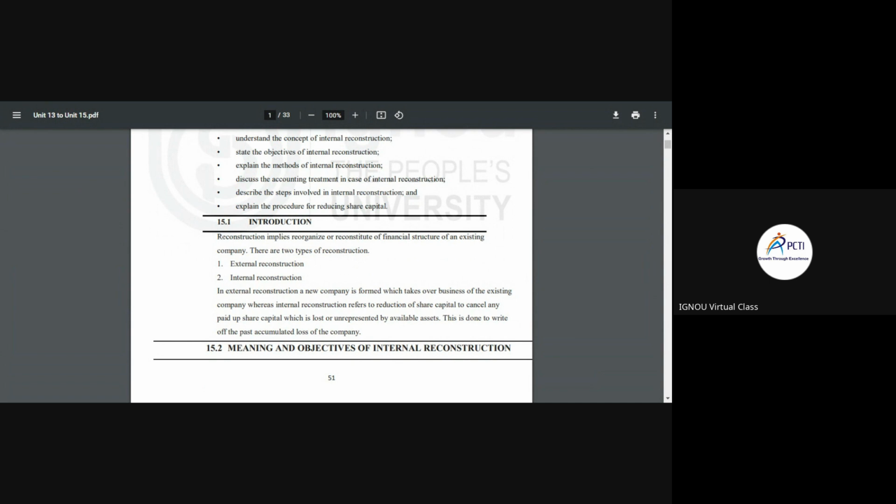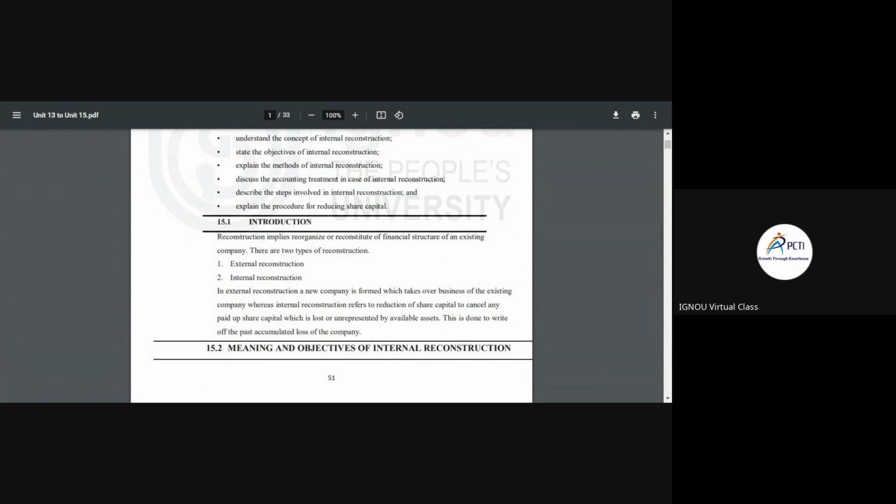External reconstruction means that a new company is formed which takes over the business of the existing company. The thing which we have already studied in the last unit. So that will be external reconstruction. That means two companies dissolve their actual entity and they form a new company, which is known as external reconstruction.